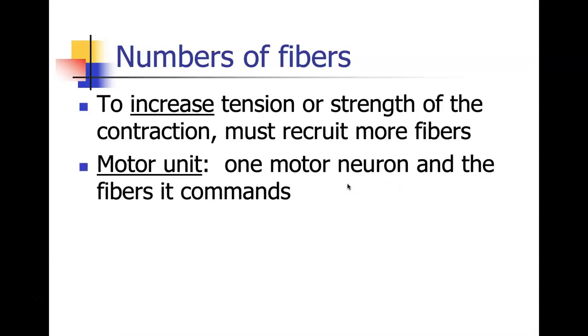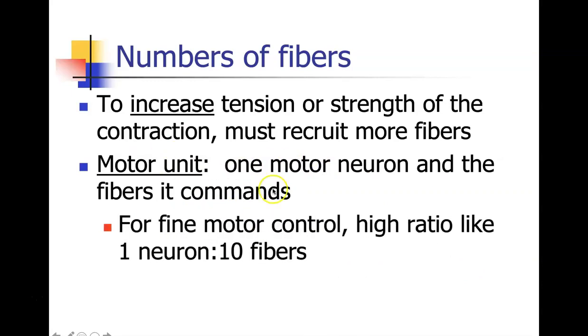And we talk about these in terms of motor units. Motor units being one motor neuron and the fibers that it commands. So when you're sending signals from your brain out to your muscles, you'll have one motor neuron attached to the fibers it commands as a motor unit. And you can recruit multiple motor units to do things like increase strength.